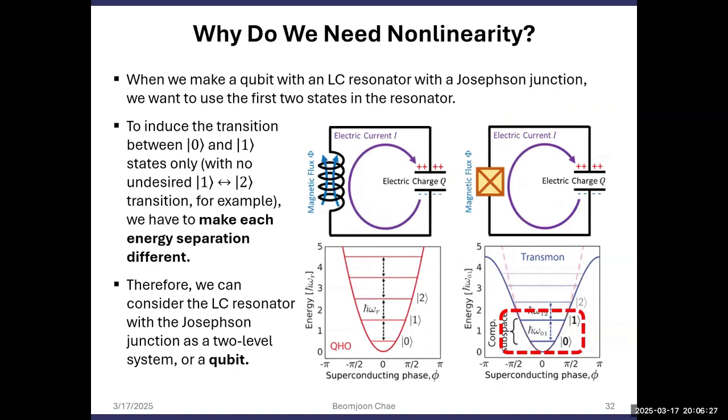And then maybe you ask a question: why do we need such nonlinearity of the Josephson junction? It is like this. When we make a qubit with an LC resonator with the Josephson junction, we simply denote a qubit as a two-level system. In a superconducting qubit using a Josephson junction, we are just interested in the first two states, one for the ground state and the other for the excited state. And we just want to make a transition only between the two states.